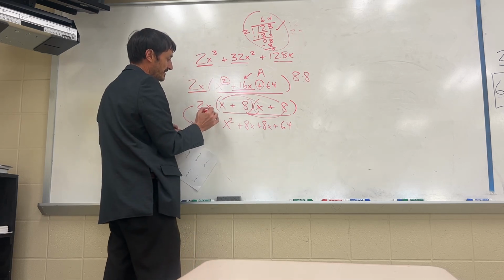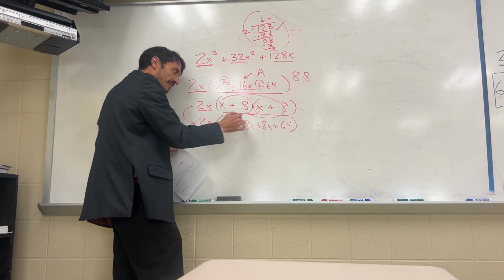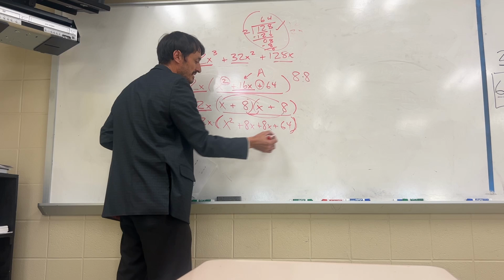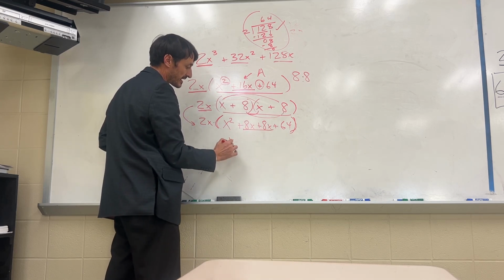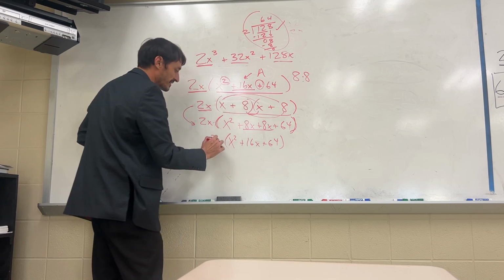Don't forget, we still have this 2x sitting out here, so you need parentheses around this because we still have to distribute the 2x. There's still multiplication that needs to take place. That's why we have the parentheses. Let's add the 8x's together. We get x squared plus 16x plus 64. And we have the 2x on the outside.